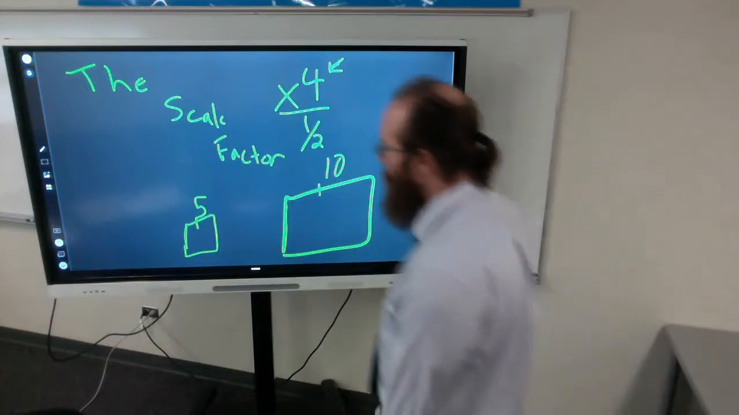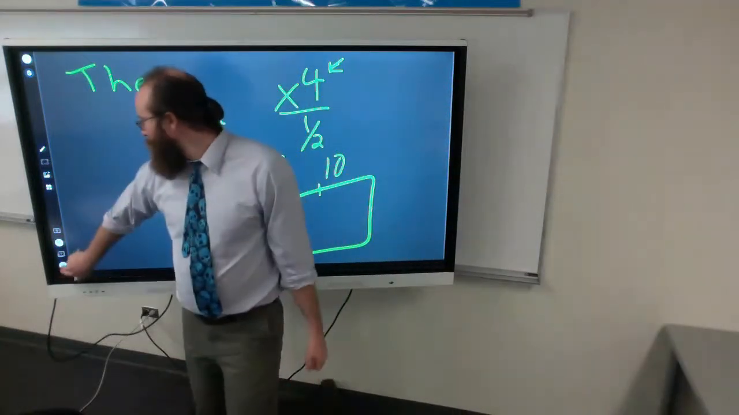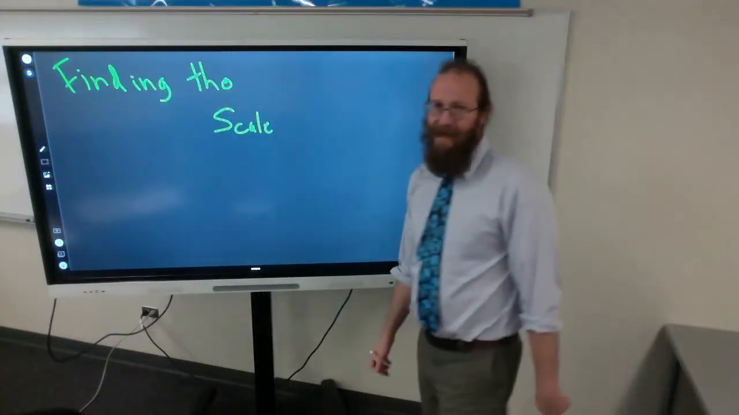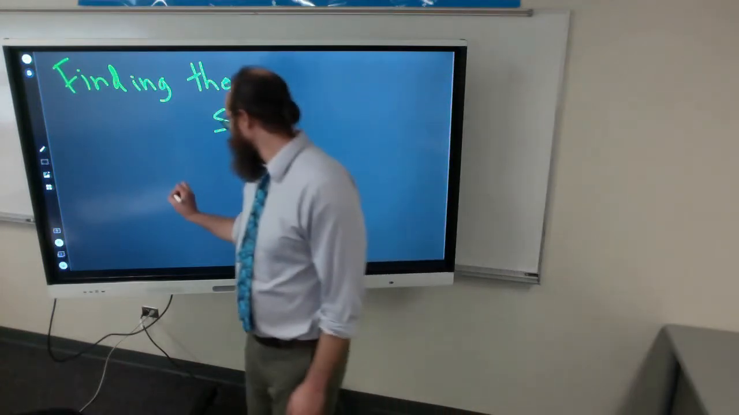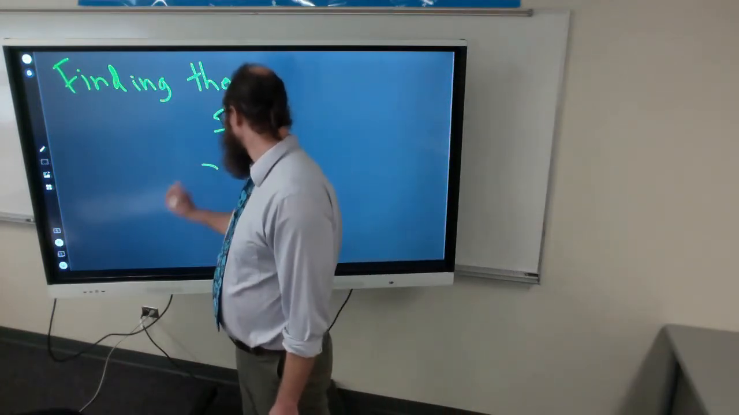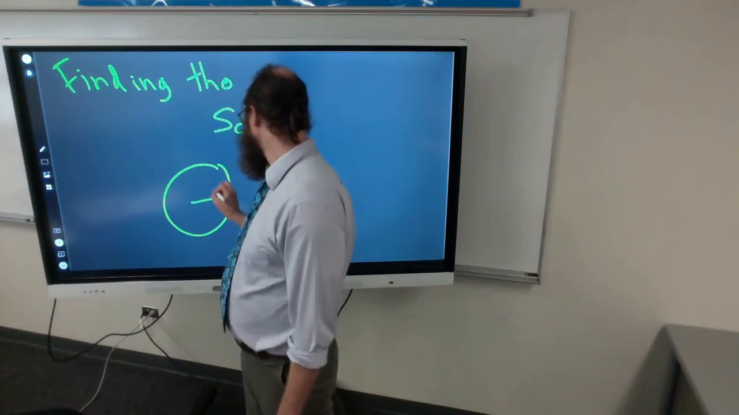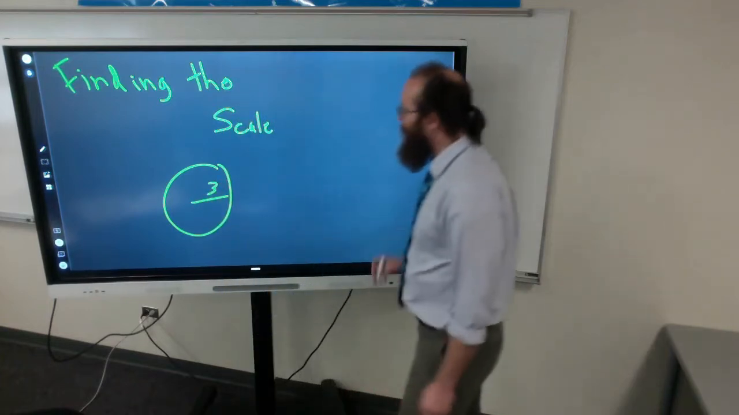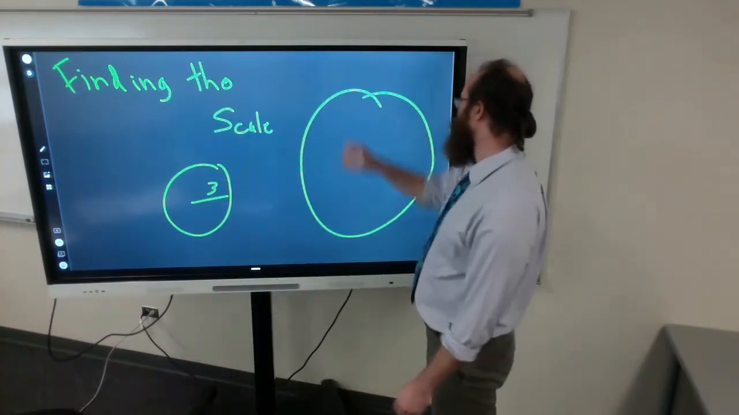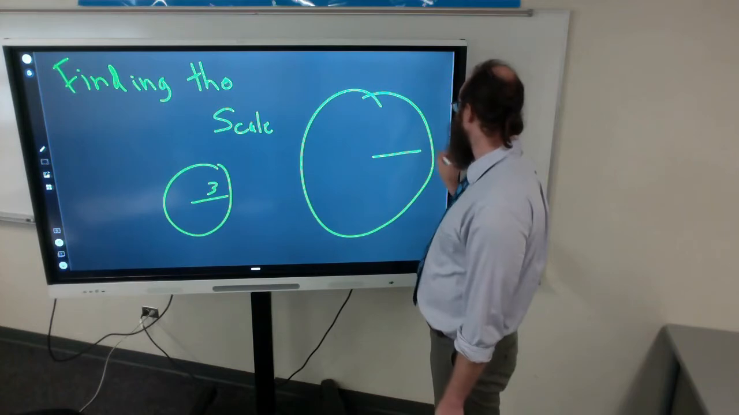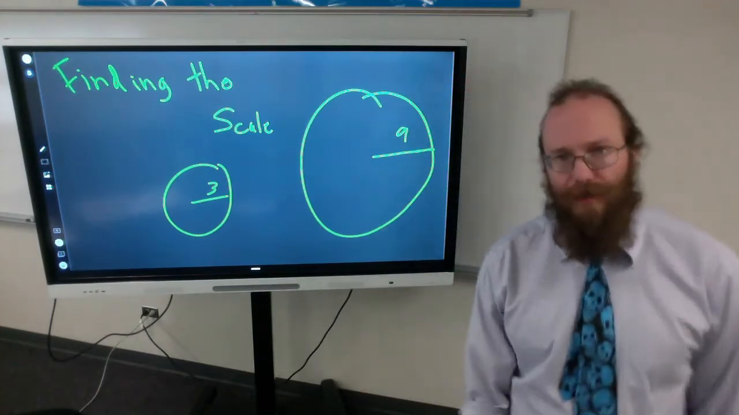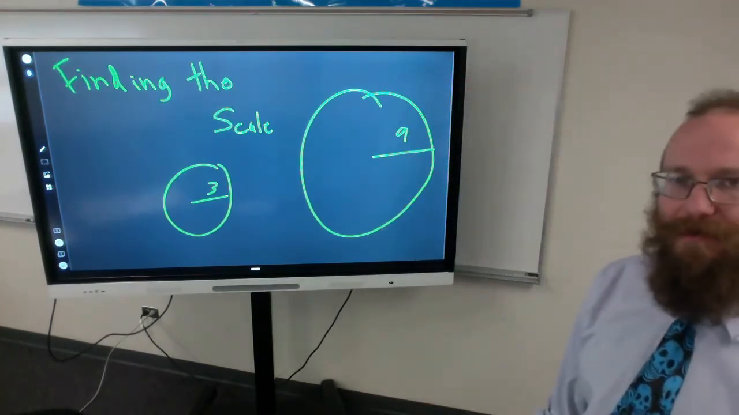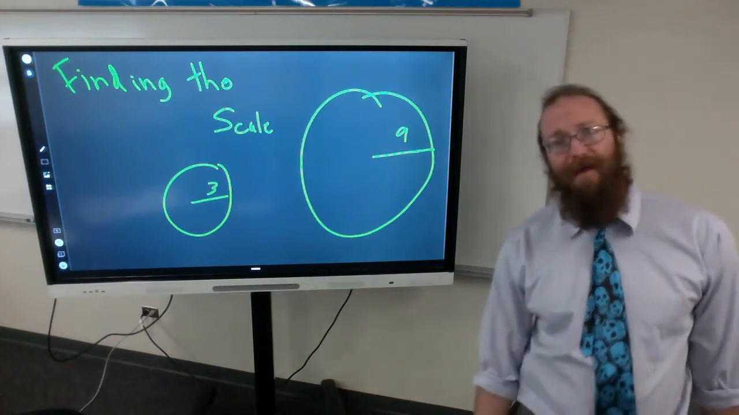All right. The other thing we're going to have to learn how to do is finding a scale factor. So if we are given two shapes that are similar, so let's make a circle, radius of 3, and a circle that's bigger with a radius of 9. So if we have two circles with different radiuses, how do we determine the scale factor?